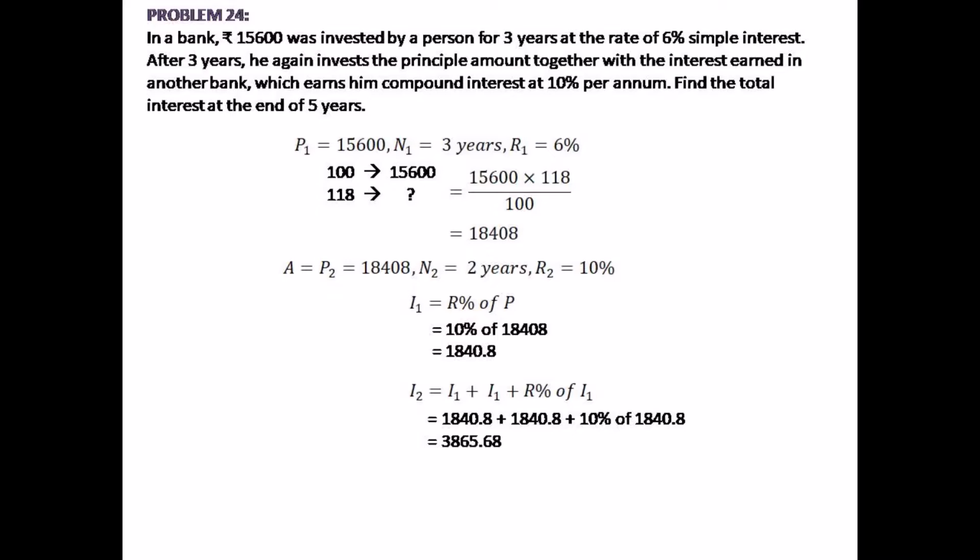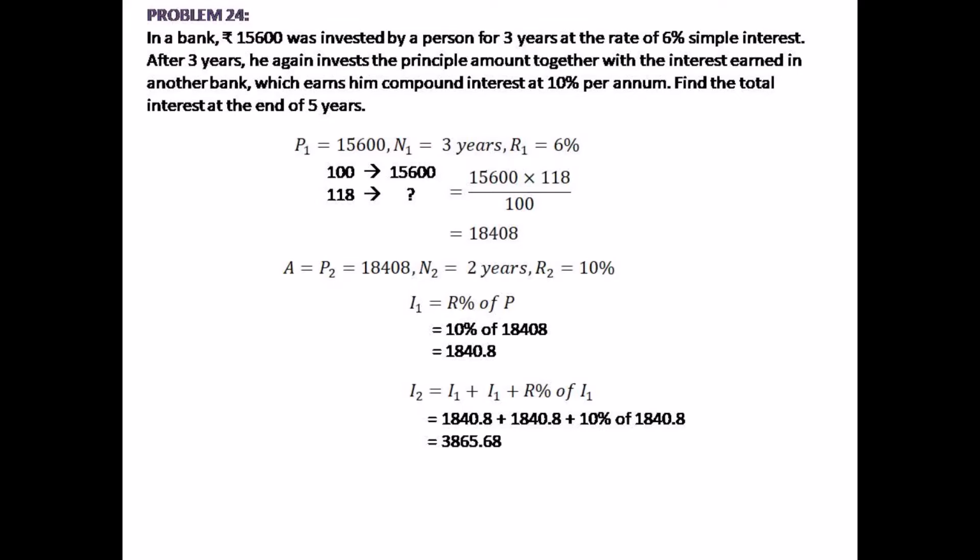Given P1 equals 15,600, N1 equals 3 years, R1 equals 6%. First, let us find the total amount. If 100 gives 15,600, then 118 gives what? Cross multiplying both sides, we get 15,600 into 118, divided by 100, gives total amount is 18,408.